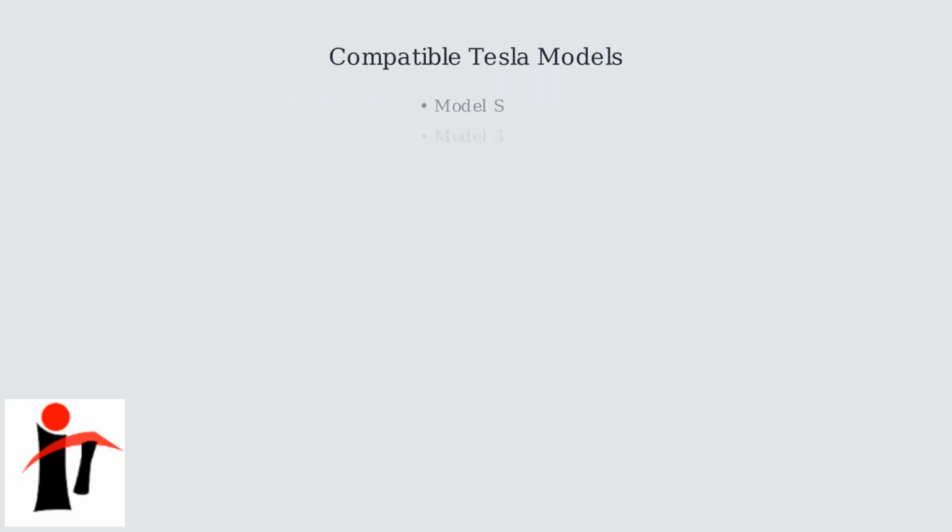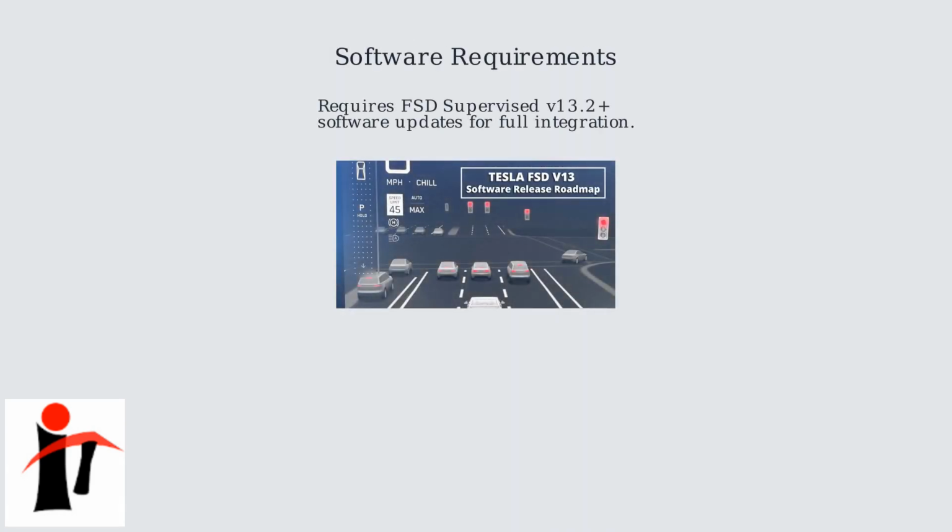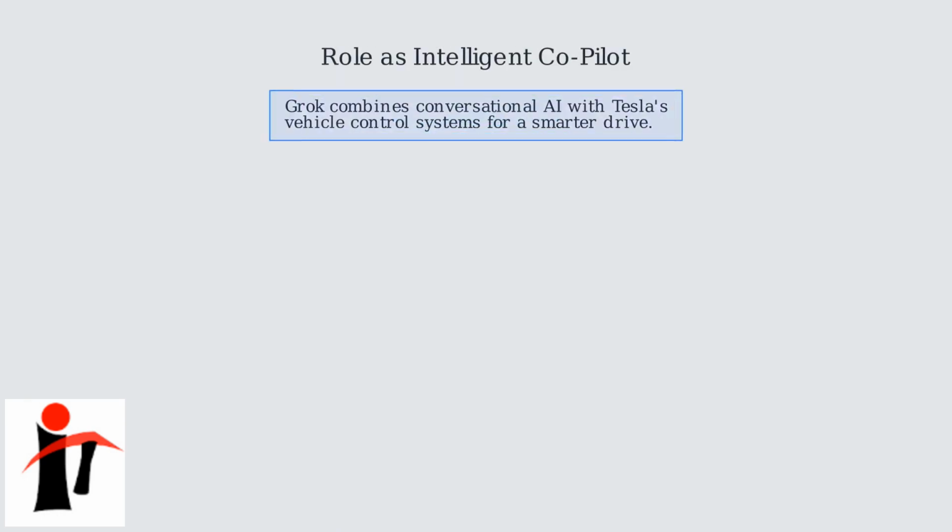Grok is available in these Tesla models: Model S, Model 3, Model X, Model Y, and Cybertruck. To use Grok, your Tesla needs FSD Supervised version 13.2 or later, which provides the necessary updates for this AI integration. Acting as an intelligent co-pilot, Grok merges advanced conversational AI with your Tesla's existing systems to offer helpful assistance.